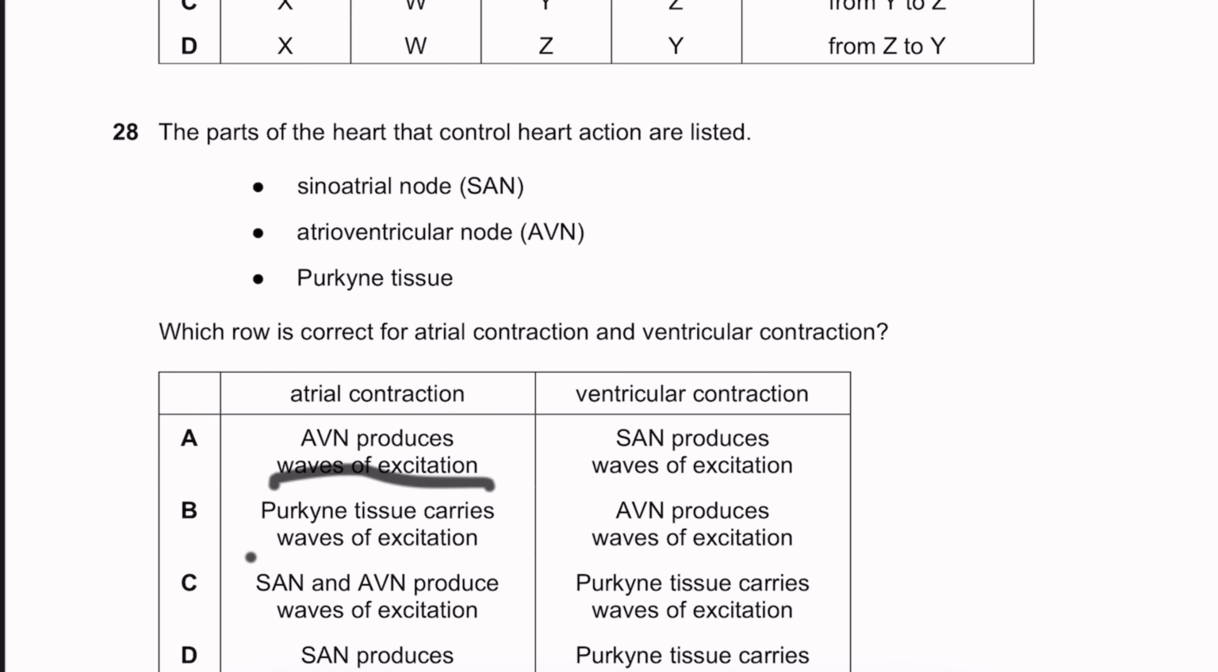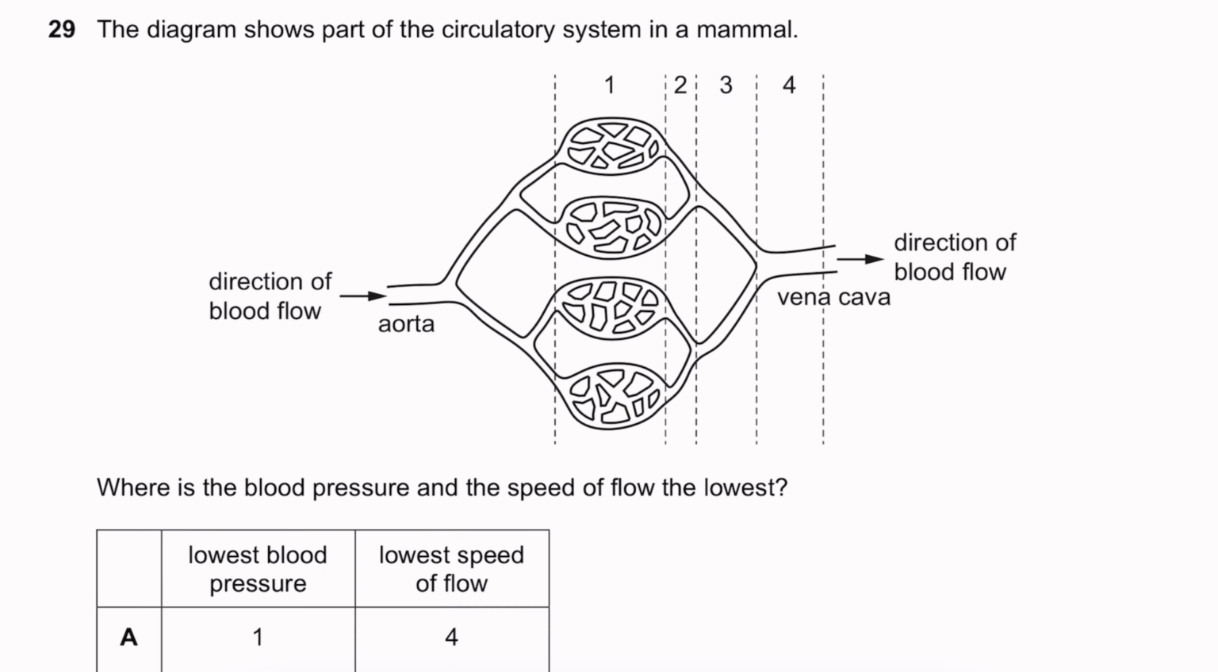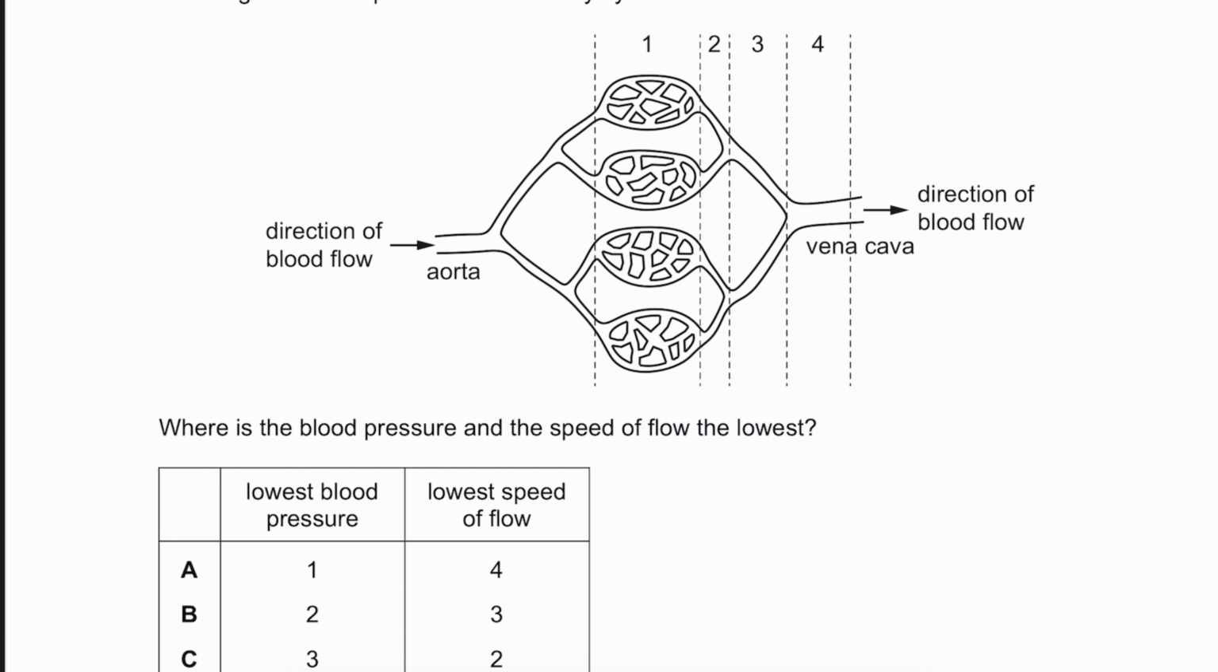Pericardial tissue, again, this is required for ventricular contraction. Sinoatrial node and AV node are going to produce waves of excitation. This is not important for atrial contraction. Sinoatrial node produces waves of excitation. Correct. Okay, ventricular contraction, pericardial tissue carries waves of excitation. Perfect. Letter D.